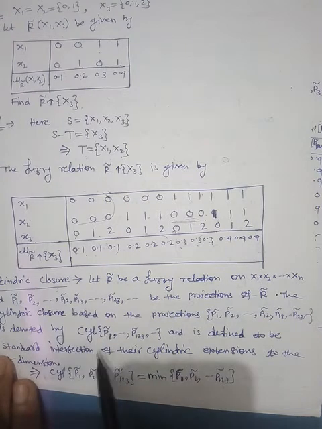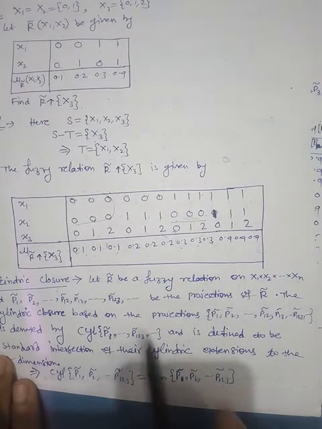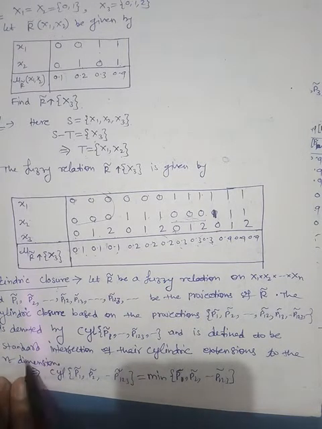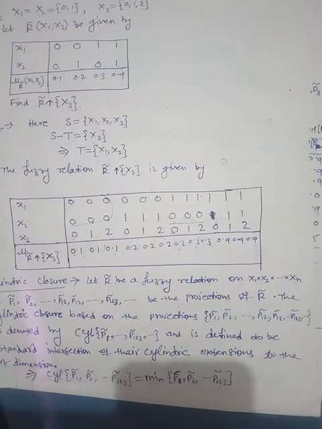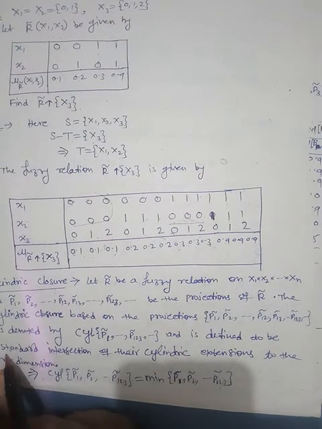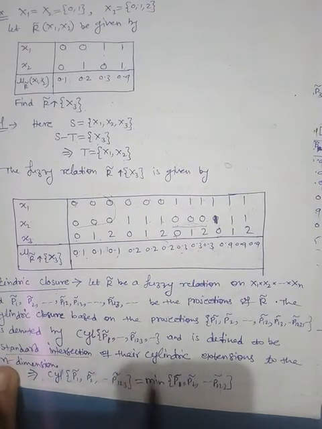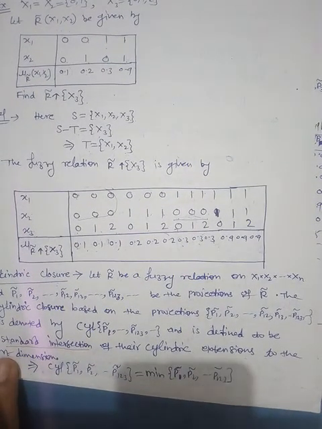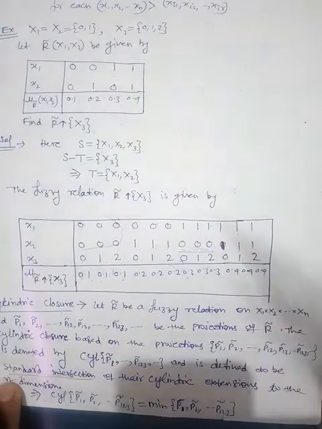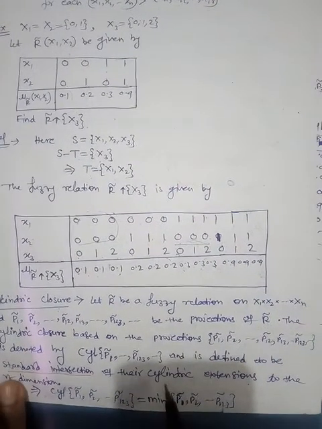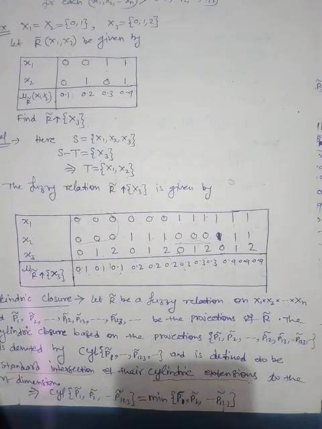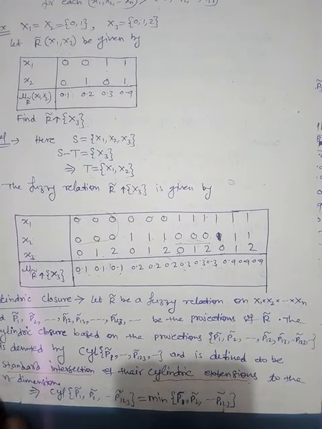The cylindrical closure of P1, P2, P12, and P3, all the possible projections here, is defined to be the standard intersection. This is important. So it is the standard intersection of their cylindrical extensions. First we extend with the help of the previously discussed definition of cylindrical extension, and then take the intersection. So this is the meaning.